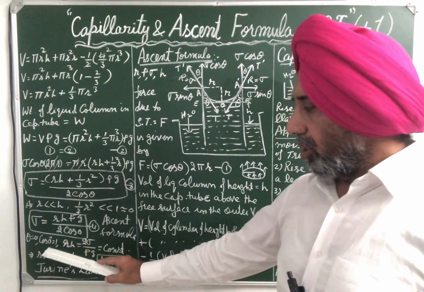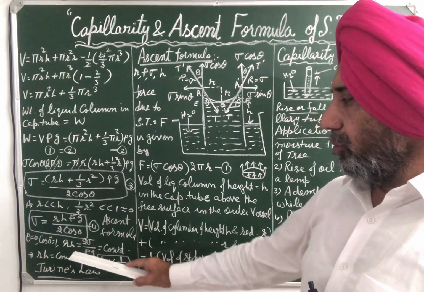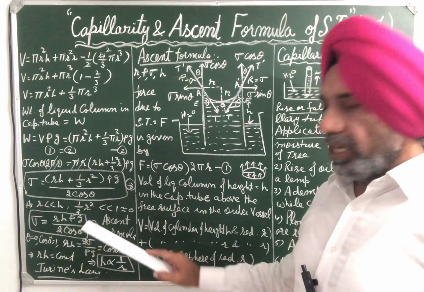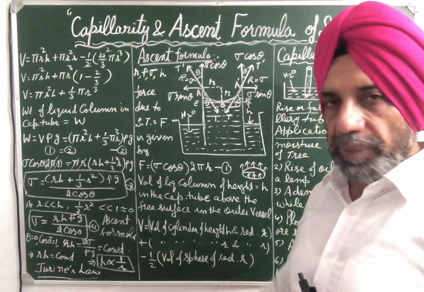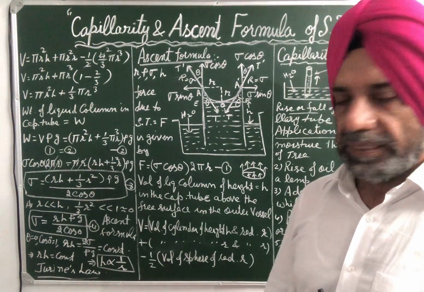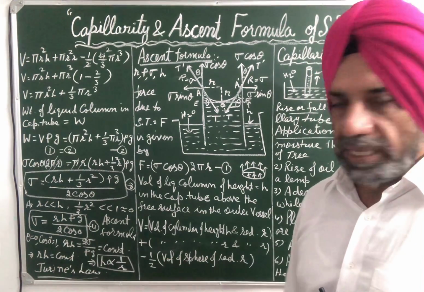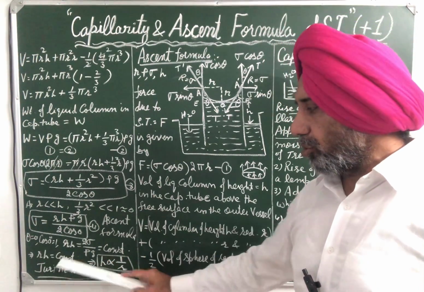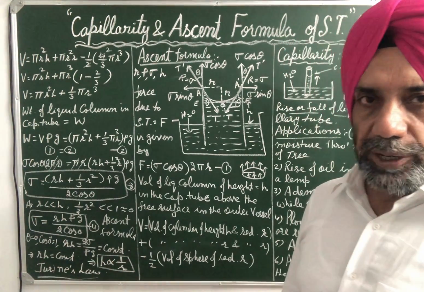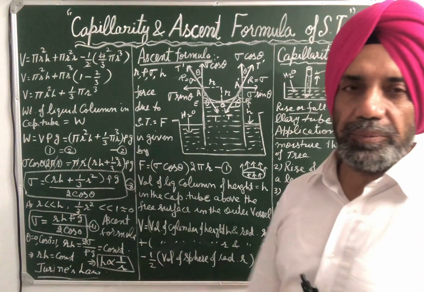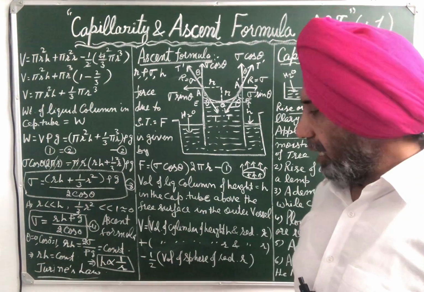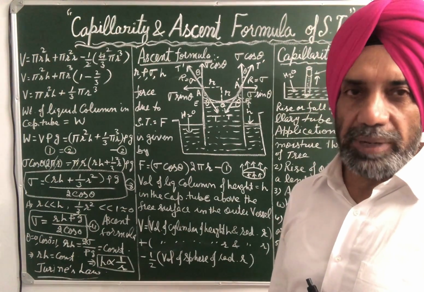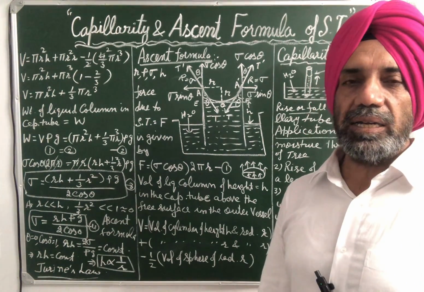Now if theta is 0, cos 0 is 1, so r h will be equal to 2 sigma by rho g from this equation. Now at constant temperature, because surface tension depends upon temperature, for a given liquid rho is constant, at a place g is constant, so the right hand side 2 sigma by rho g is equal to constant. This implies r h is equal to constant, that is the product of radius of capillary tube and height attained by the liquid in the capillary tube is constant, and hence h is inversely proportional to r. That is, the height attained by the liquid column in the capillary tube is inversely proportional to the radius of the capillary tube.